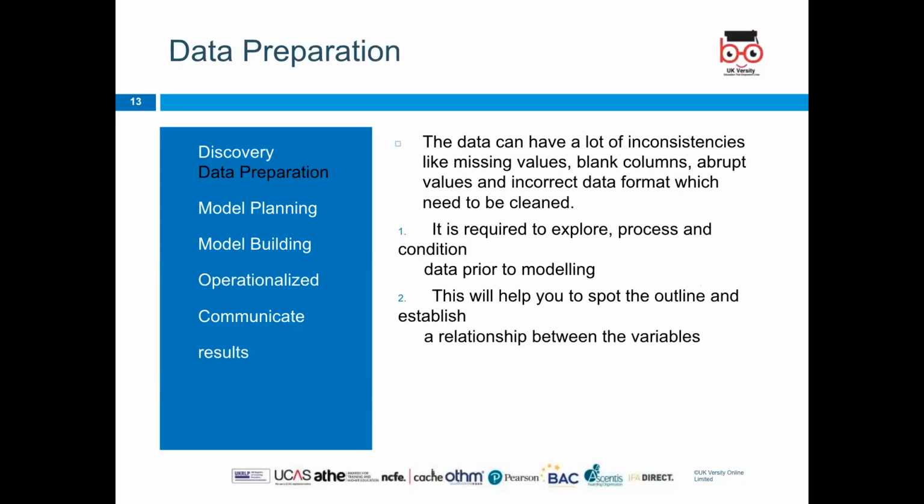What is data preparation? Data can have inconsistencies like missing values, blank columns, abrupt values, and incorrect data formats, which need to be cleaned. So in preparing it, we are required to explore, process, and condition data prior to modeling. This will help you to spot outliers and establish relationships between the variables.